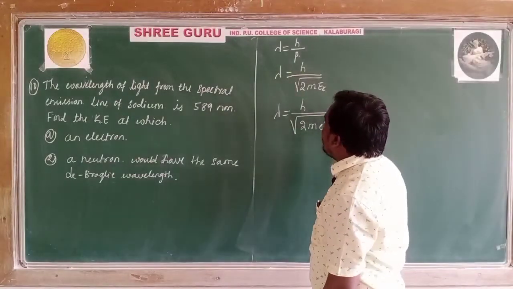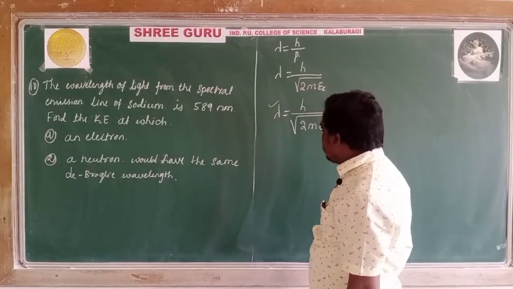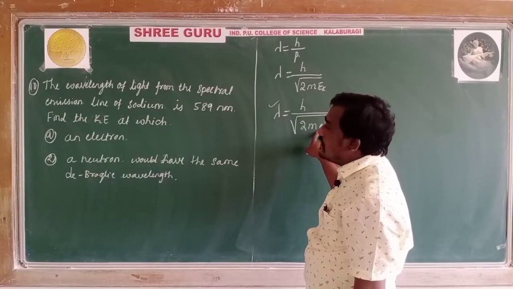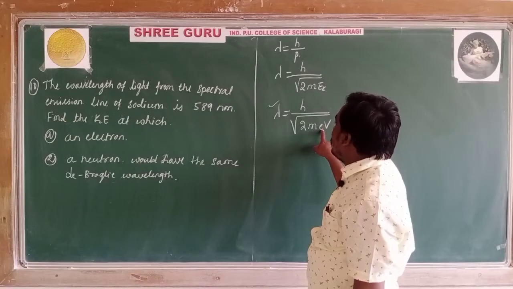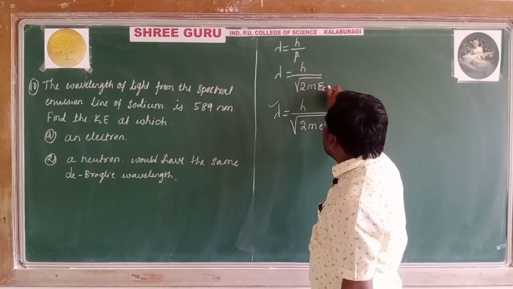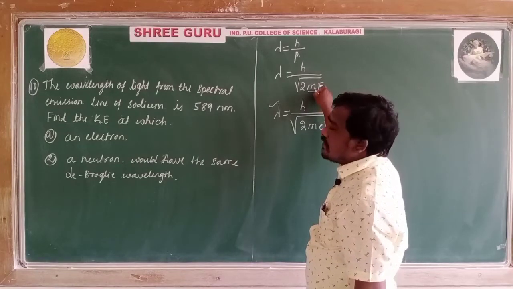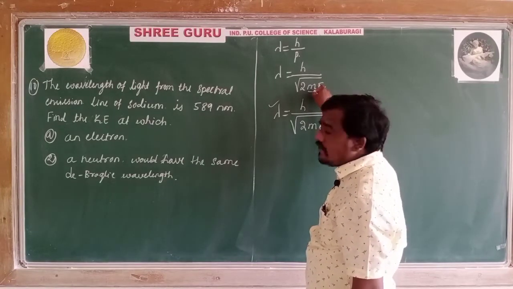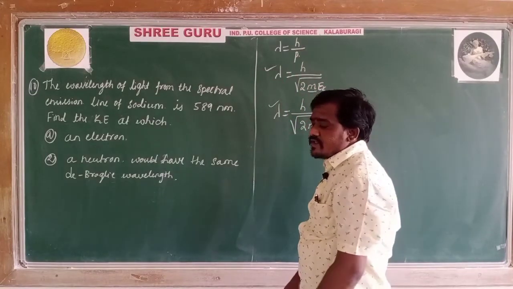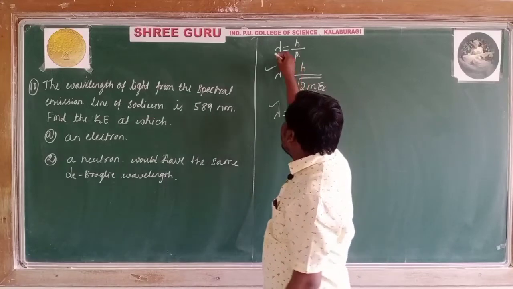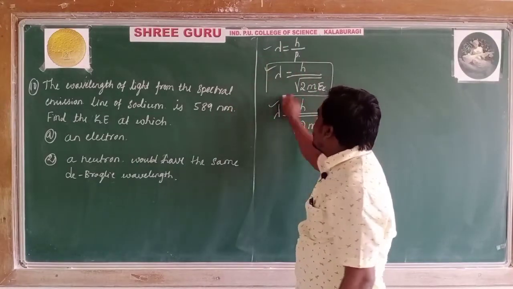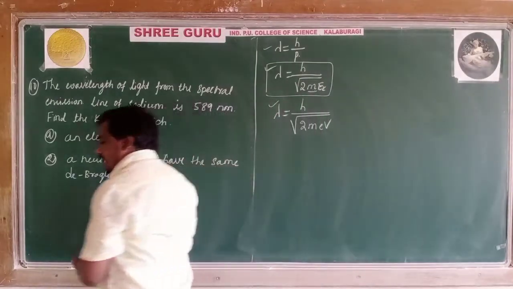Out of these we can use this one, it is very easy. Why? Because just by substituting the mass of electron and mass of neutron, it is very easy to solve from this expression. You can use any one of them. This formula is better and very easy to solve the numericals. Okay.